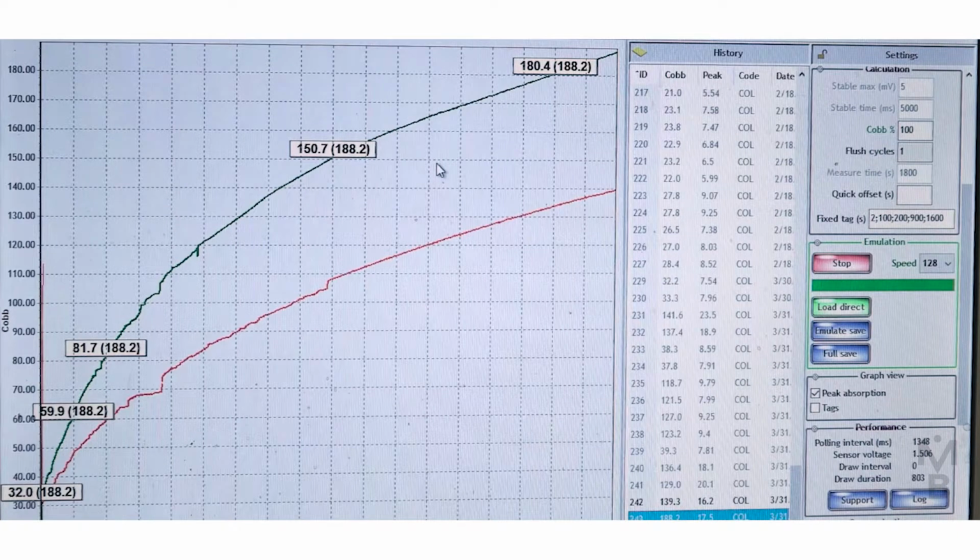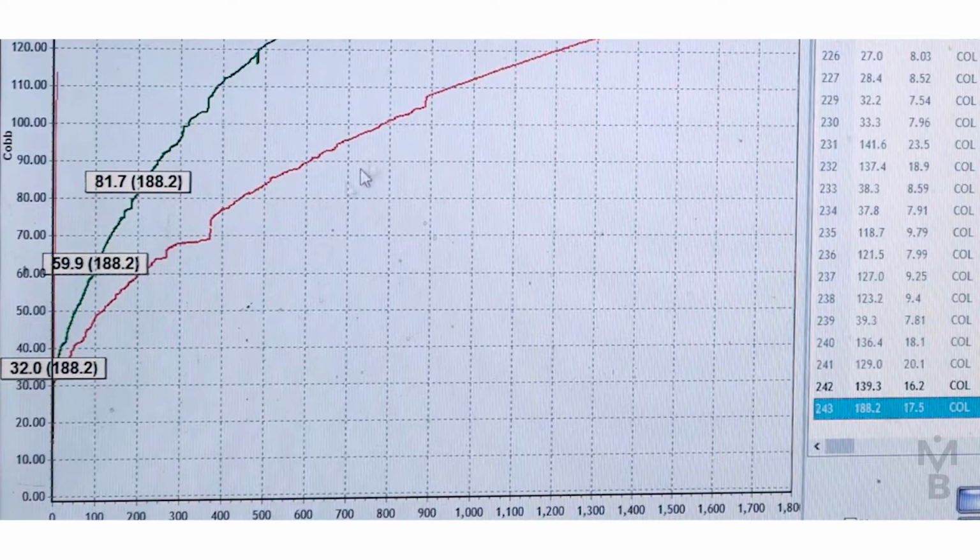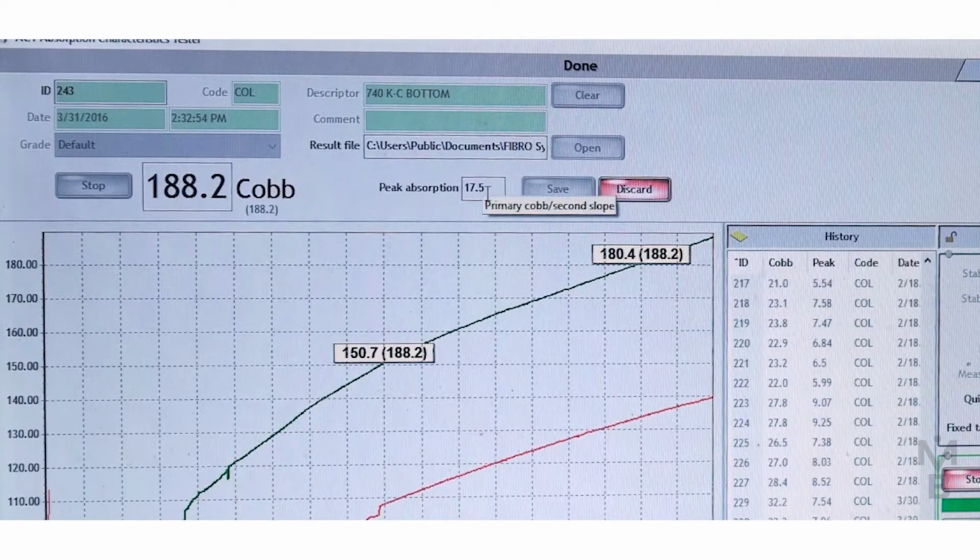This is an example of a 30-minute Cobb done on a liner, top and bottom, where this absorption rate over time is the bottom, and this one here is the top. So as you can see, there are sizing differences from the top and the bottom. More importantly is what's going on here initially, which is the peak. And the peak value or the peak number is the initial uptake of water when the water first enters the sheet. The higher the number, the quicker the rate of absorption.